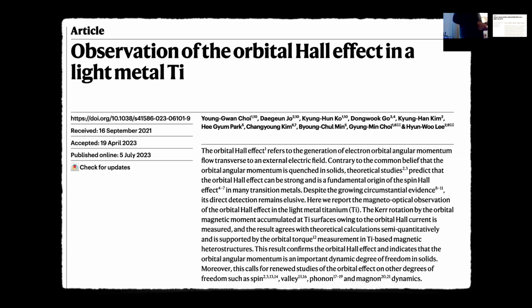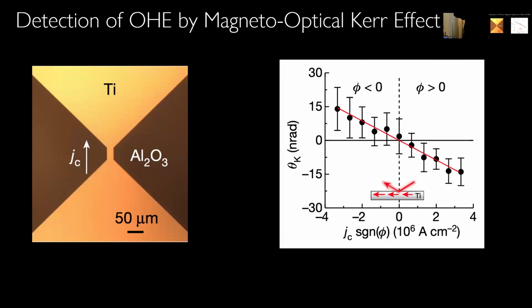The reason it's done for titanium is because it's known that the classical Hall effect, the conventional Hall effect, in titanium is null, and the spin Hall effect is very small. But theoretically, the orbital Hall effect should be very large. How do they do it? They use the magneto-optical Kerr effect.